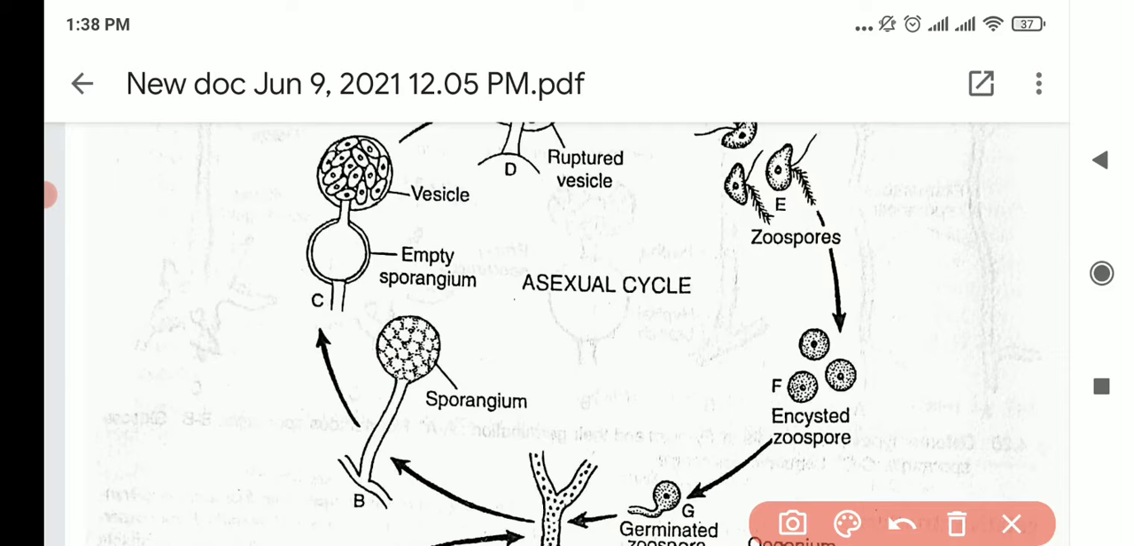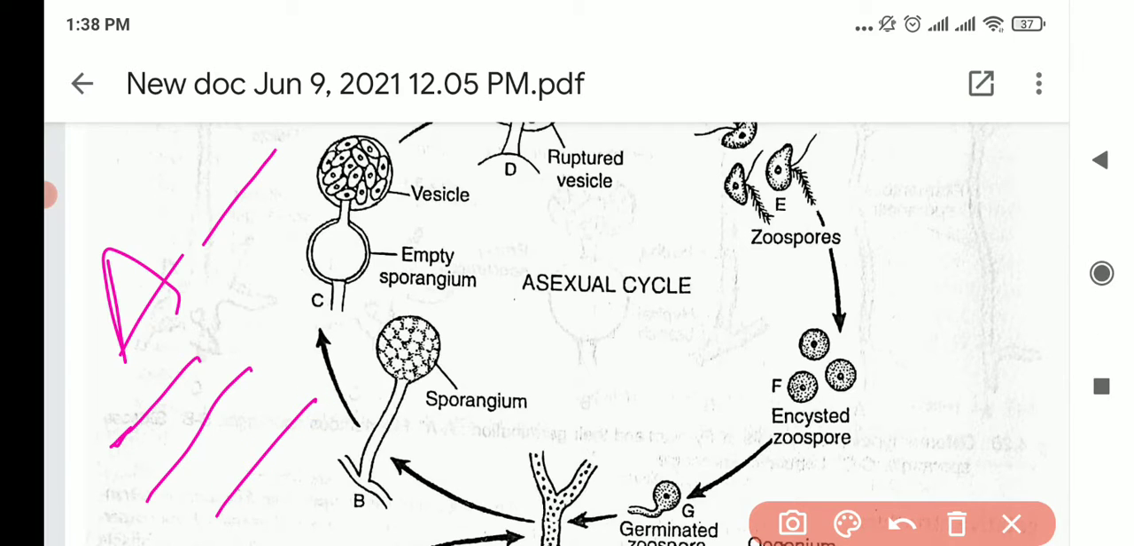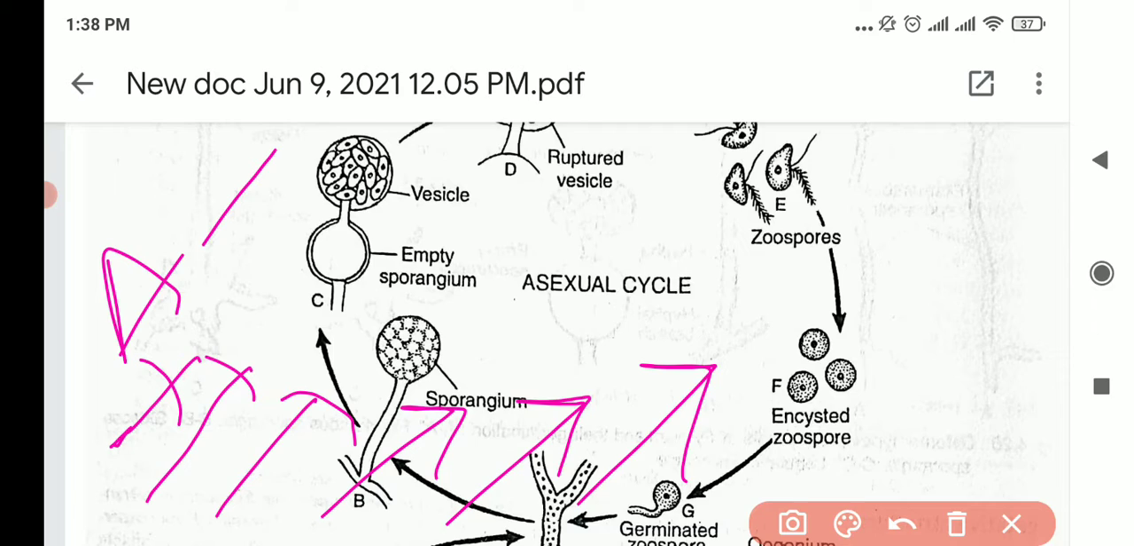When you mention the asexual cycle, first we start with the hypha. Then at the tip or intercalary position, the sporangium will form. That sporangium will give out a vesicle. Inside the vesicle there will be cleavage. Then we get the zoospores, which rupture the vesicle and come out. They swim for some time and encapsulate themselves. Then they germinate and produce a germ tube, and the cycle continues.